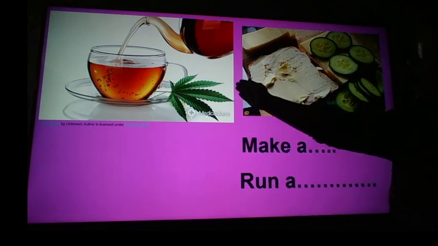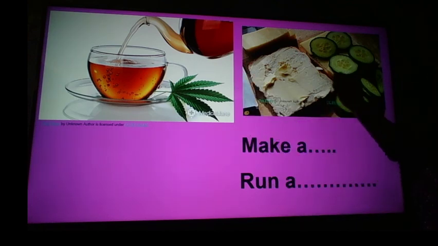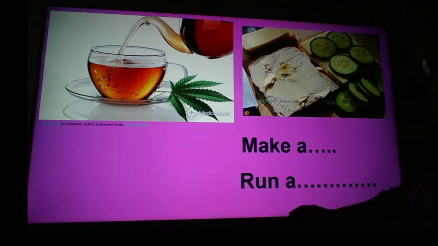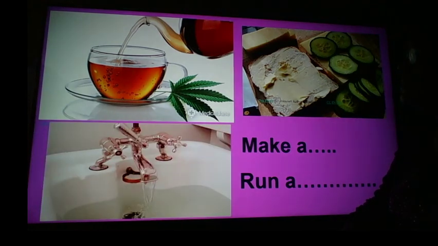So we have make a cup of tea, make a sandwich. I wonder what we say run with. Let's have a look at what we say run with. What's this picture?